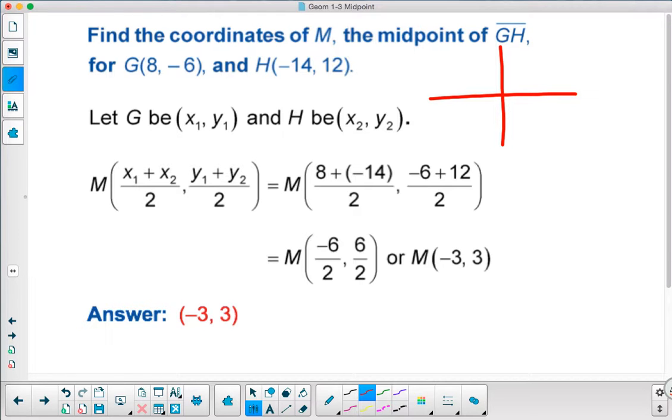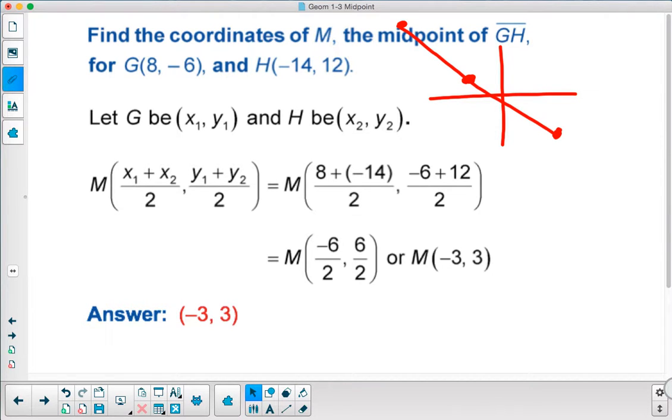8, -6 would be about here. -14, +12 would be off this direction. So, again, it would be better if I did this with exact graph paper. So -3, +3, somewhere in that vicinity would be the point that we're locating as the midpoint. What I was trying to get you to do there is to think logically. Did it make sense what I just came up with? That's the segment that would be the same distance from each end.